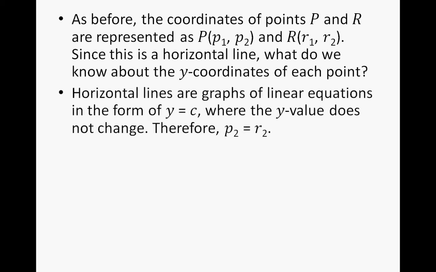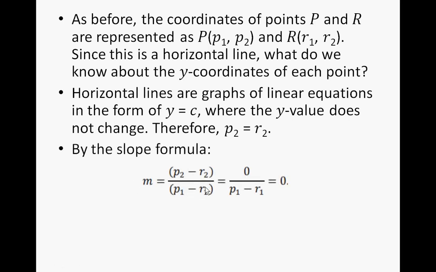Well, the horizontal lines on a graph of linear equations are in the form y equals c, where the y value does not change. Therefore, P sub 2 is equal to R sub 2. And by using the slope formula, if P sub 2 minus R sub 2 is equal to 0, then P sub 1 minus R sub 1 would be the same, whatever that horizontal distance is.